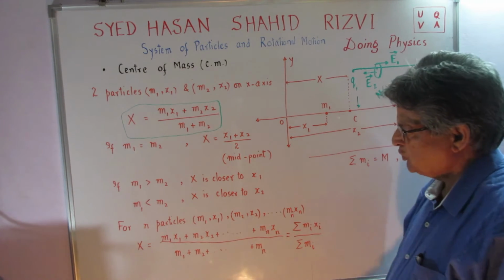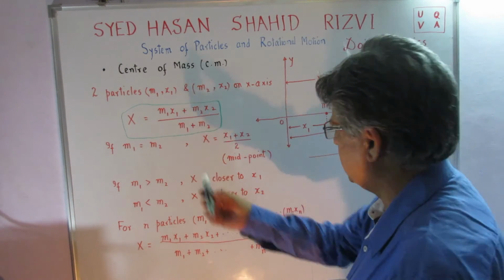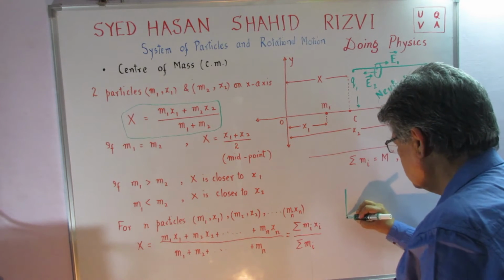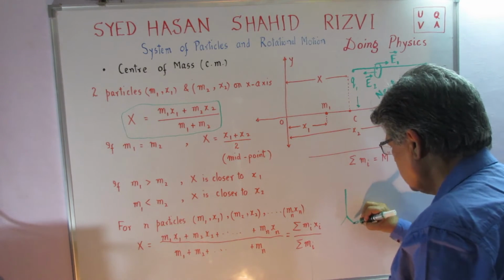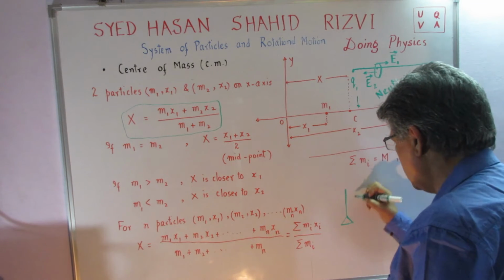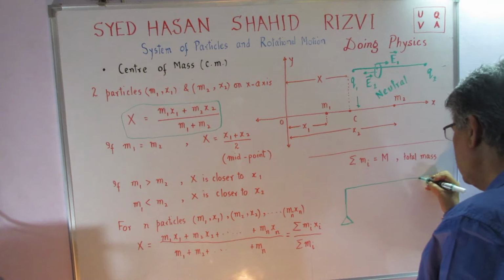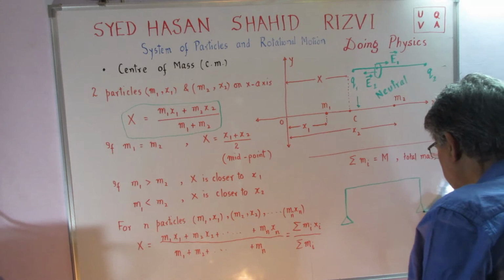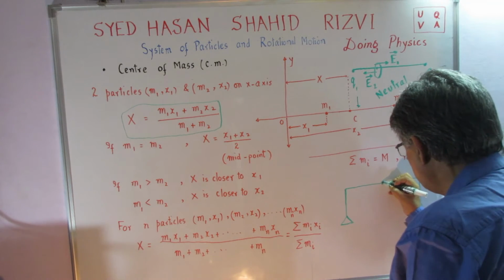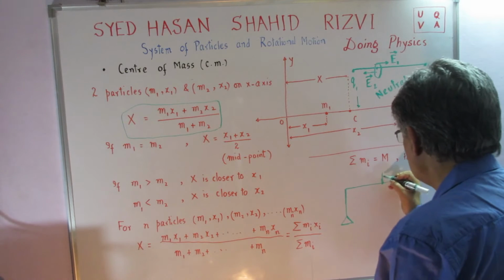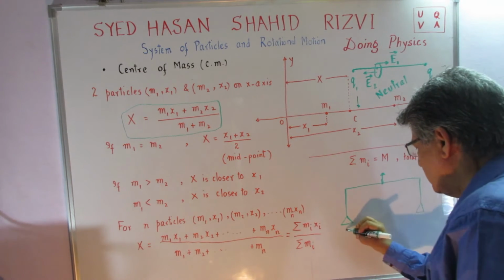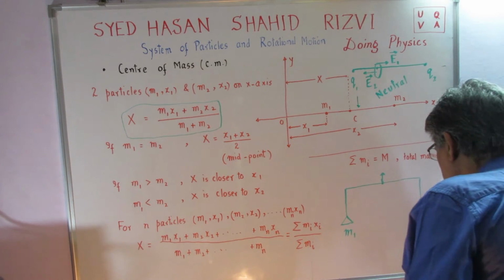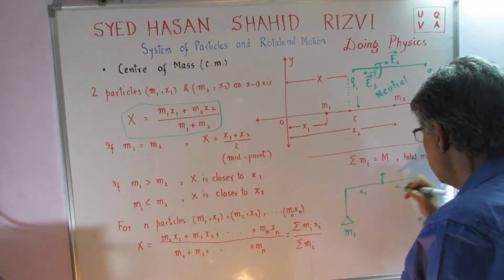Interesting. If the two masses, as has been envisaged over here, are the pans of a balance, and the two masses are equal, they will balance about a fulcrum over here. The masses are the same, m1, you can say this is x1 and this is also x1.